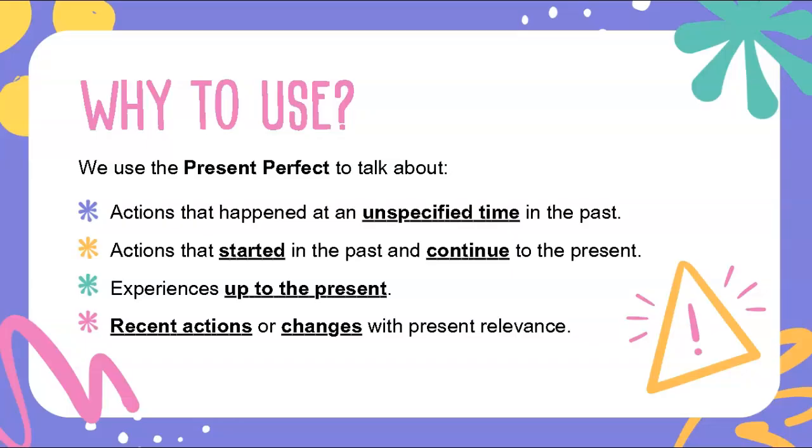And the second one is the actions that started in the past and continued to the present. As we have mentioned earlier, the present perfect is like a bridge connecting the past and the present. So we use it for the actions that started in the past and continued to the present.